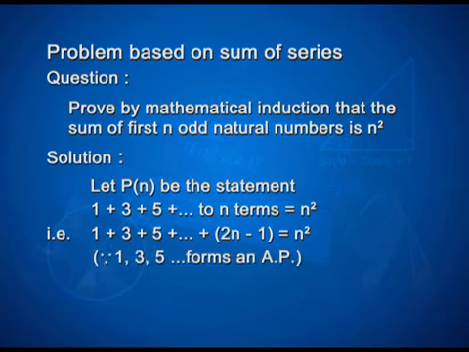Did you observe how we obtained 2n-1 here? Look, the given numbers form an AP: 1, 3 and 5. The first term is 1 and the common difference is 2. So, the nth term can be written as 1 + (n-1) times 2, which simplifies to 2n-1.